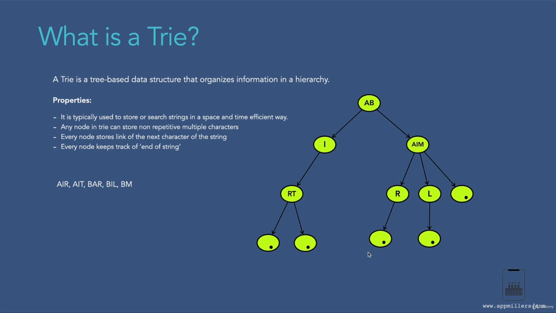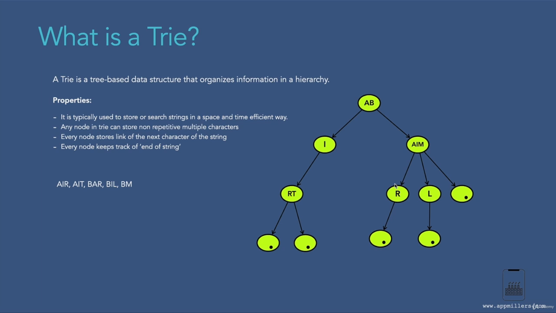So after R we have put a dot over here, which points to the end of string. Similarly it continues for the next string. In the next string we have Bill, so we can easily see BIL, and we have end of string over here. And the last word is BM, so here you can see BM, then at the end we have end of string over here. Now we have 5 strings stored in this trie.